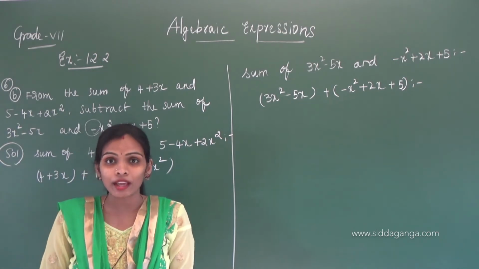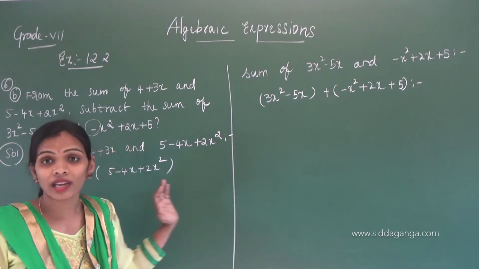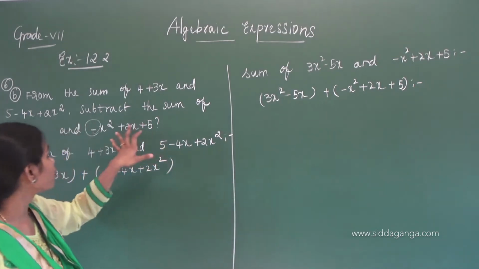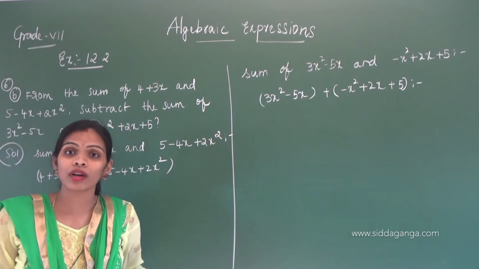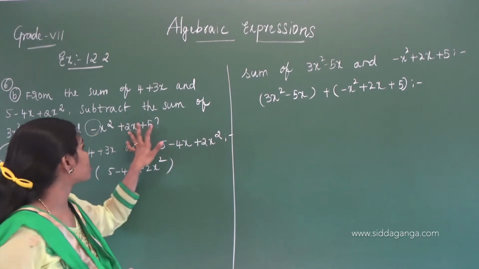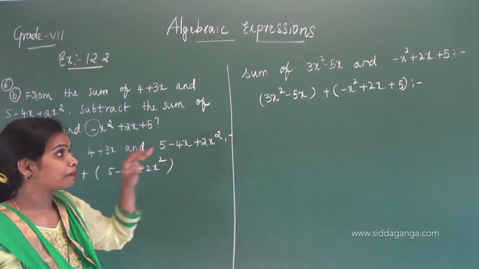So I am repeating the same question, but taking minus x square instead of plus x square. In your notes also, you have to write minus x square plus 2x plus 5.